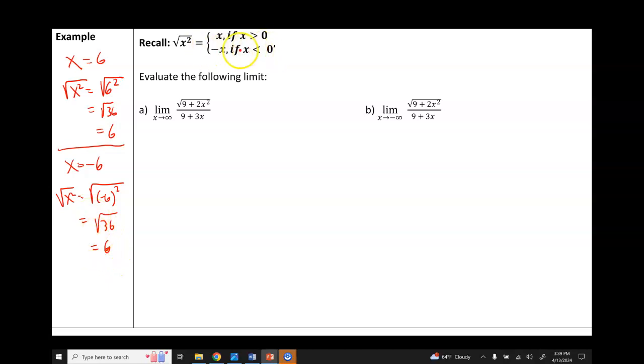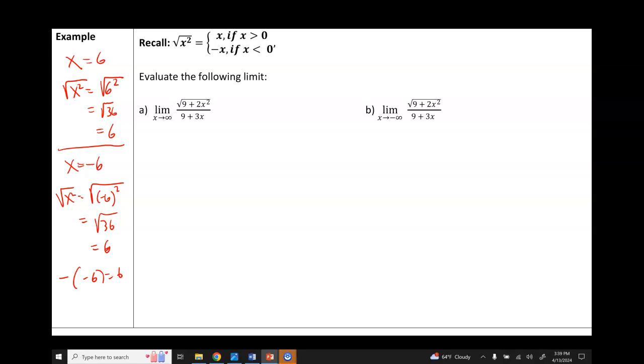So if x is less than 0, then the radical x squared is not going to be x, because x is negative 6 and we can't have a negative radical. So it's going to be negative of negative 6, which is positive 6. So if x is less than 0, then radical x squared will equal negative x, because if x is negative 6, it'll be negative of negative 6, or positive 6.